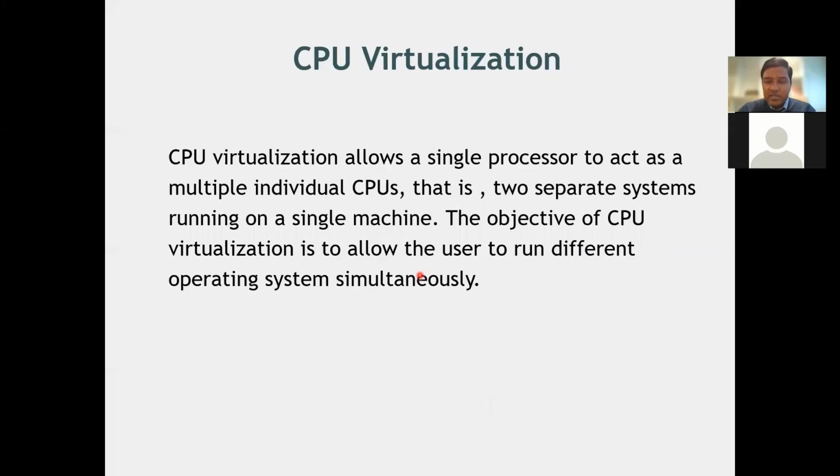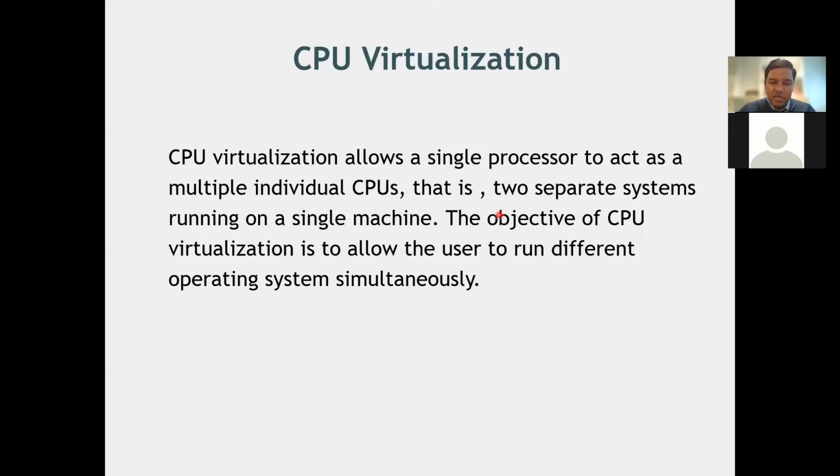Then we have already seen some examples of CPU virtualization. It allows a single processor to act as multiple individual CPUs, like letting it behave like two separate systems running on a single machine. The objective of CPU virtualization is to allow the user to run different OSes simultaneously.